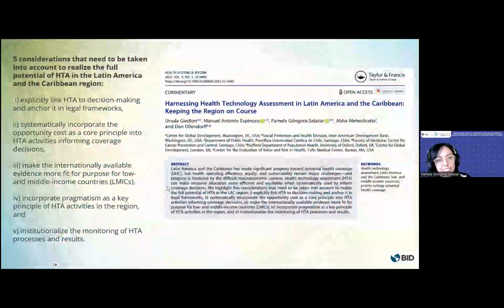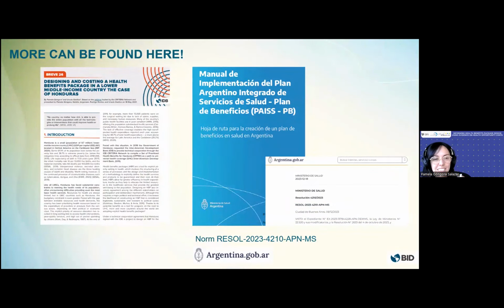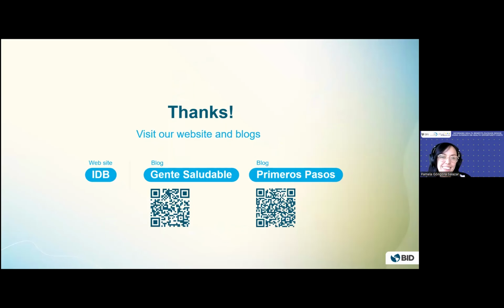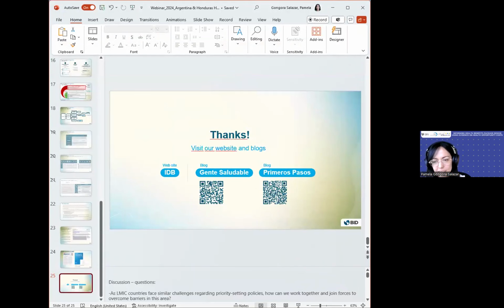Just to finalize, this is a commentary that we recently wrote with Ursula Guidon, Emmanuel Espinosa, Odame, HITAP, and Dan Allendorf. If you have the chance to have a look, we discuss this in more detail. And if you want to know more about the Honduras and Argentina experiences, there's a technical note and policy brief that we published a couple of years ago, and Argentina recently published this, sadly in Spanish, but we will do it in English soon. Thank you very much, and apologies for taking more time than expected.